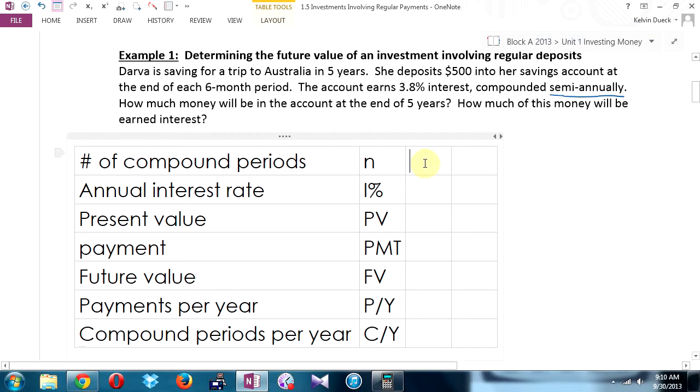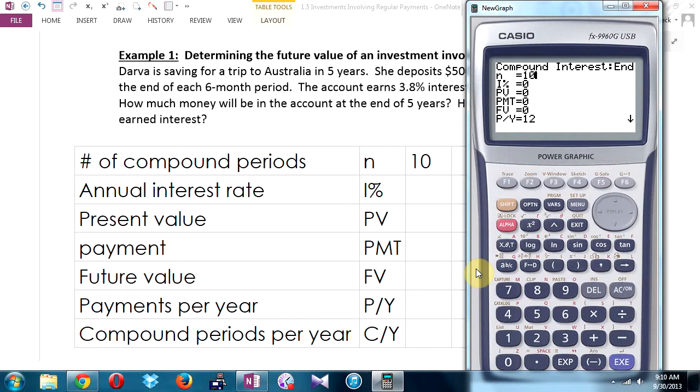In our question, n is the total number of compound periods. How many years? How many times per year? And on your calculator, can you put n equals 10, please? And then hit execute, the blue button. That's like an enter key to move down to the next line.